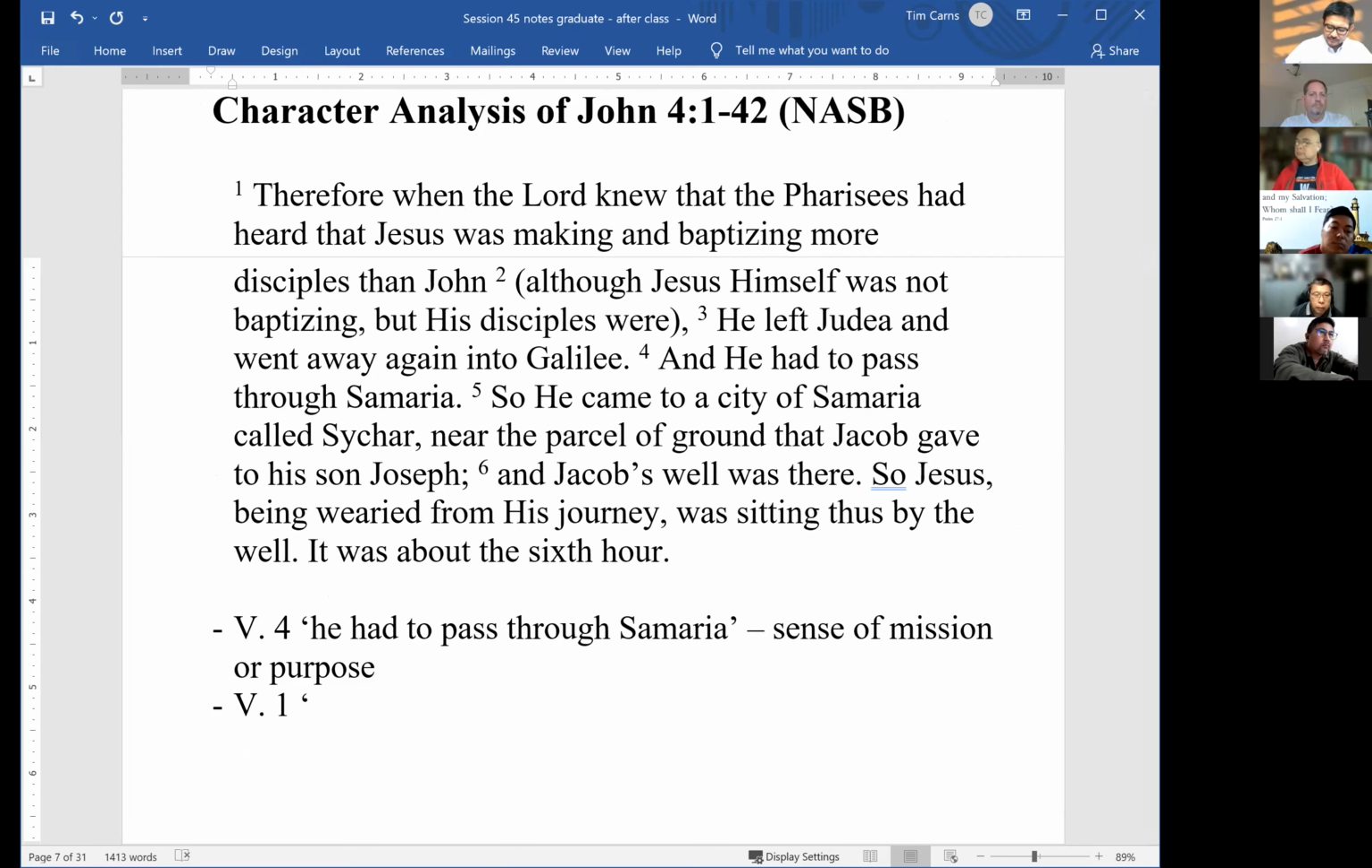In verse 1, Pastor Tim, I also see that the narrator mentions the Pharisees. Yes. Now, think about that in light of this story. Why might that be? How might that be connected or important potentially?